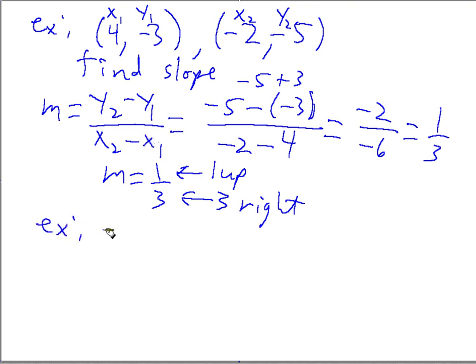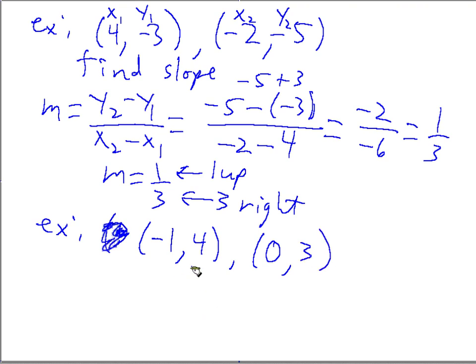Let's try another one. Let's look at the points negative 1, negative 1, 4, and the points 0, 0, 3, for example. Let's go ahead and find the slope of the line going through these 2 points.